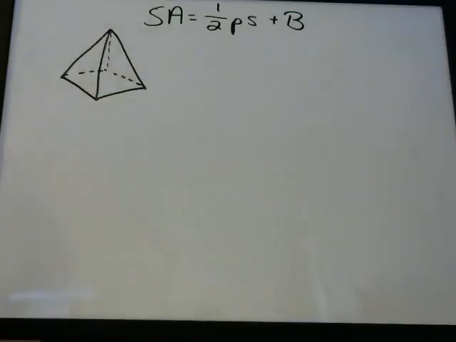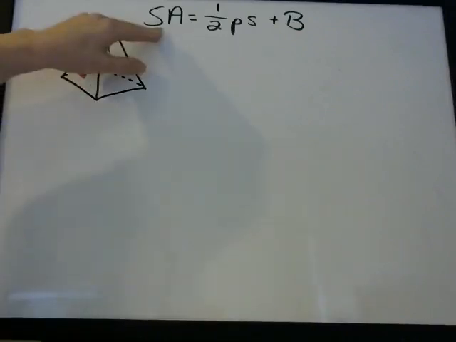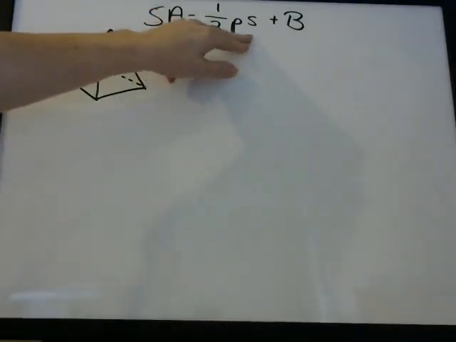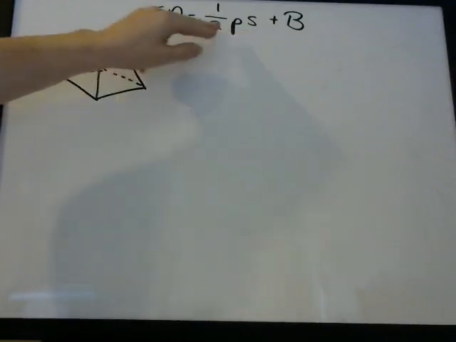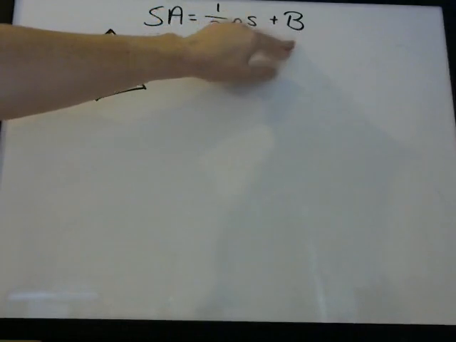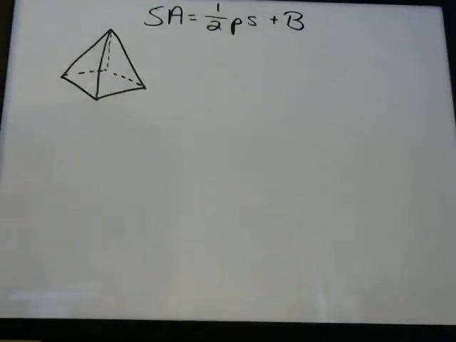The formula is given to you on the formula sheet, so you don't have to memorize this, but you need to understand it in order to apply it. So here's the formula that's given to you. Surface area, SA, is 1/2 PS. When these are right beside each other, that means multiplication. So 1/2 times P times S plus B.